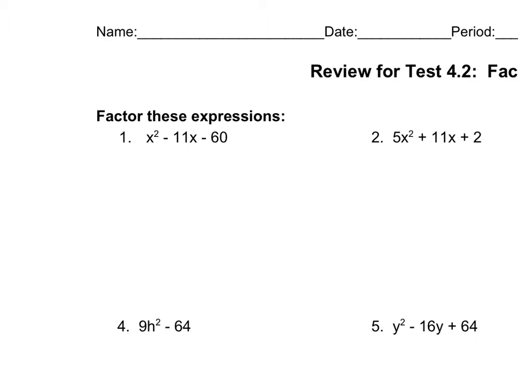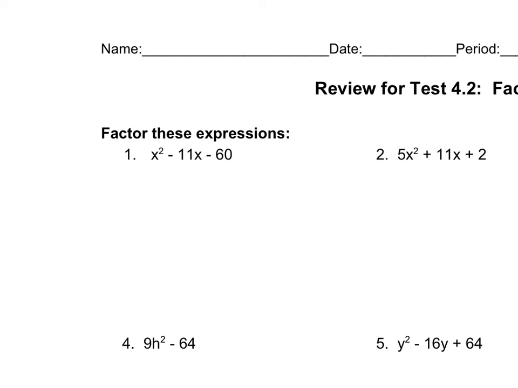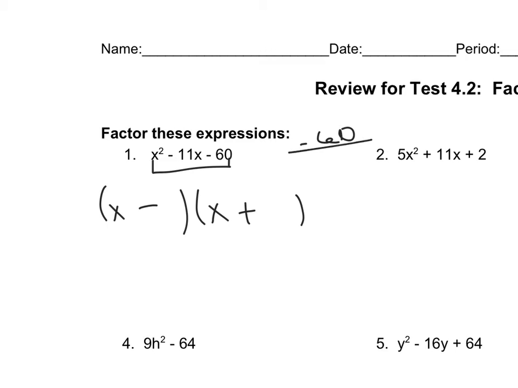So number one, first thing we do is we're gonna write our parentheses with an X in each. Let me do another one that has more variables. Okay, look at them. If we look at our signs, we're gonna have a plus and a minus, and our negative is gonna be big. Do A times C, that's negative 60.